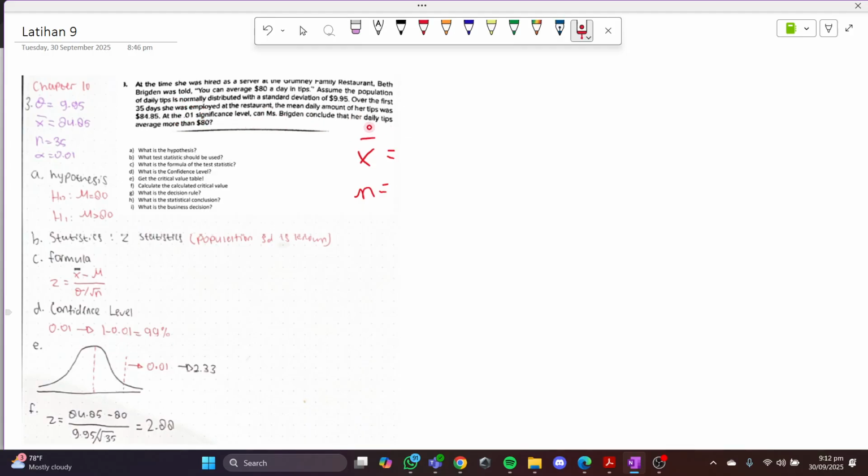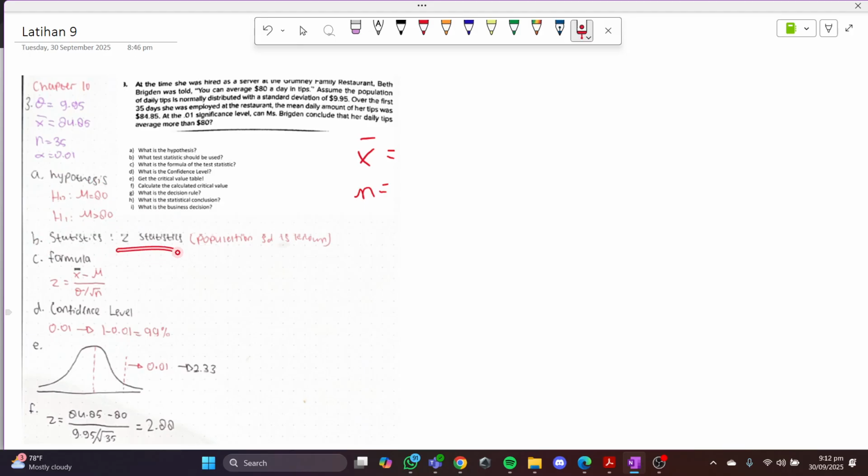And for the hypothesis, it is more than 80. So for the H null, it's mu equals 80, which is from here. And from here, because she wants to conclude that her tips are more than 80, it becomes more than 80, as you can see here. Okay, now let's move on to question B.